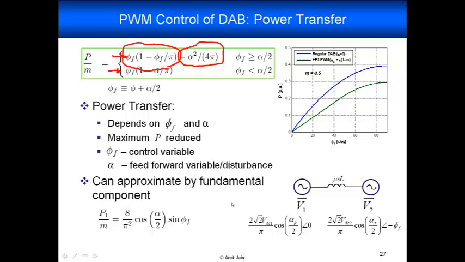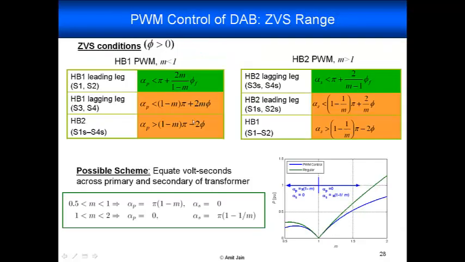We can approximate the system again by the fundamental component of the square waves and the impedance at the switching frequency, and derive the power transfer, which is very similar to what you get with these exact expressions. Now we said that we are gaining some zero voltage switching range. How exactly would we choose the phase shift that we introduced to get the extra ZVS range?